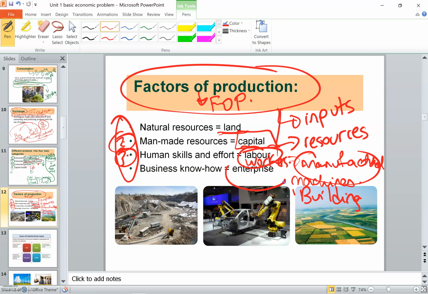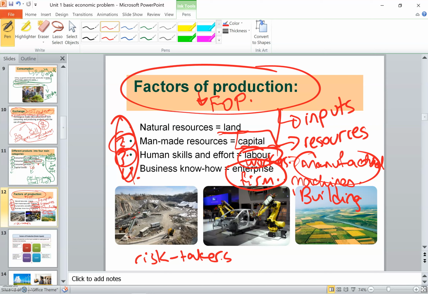And finally, the fourth one would be enterprise. Enterprise, as we said before, is considered to be the firm itself, the business itself. Now, the people that run the enterprise, we call them entrepreneurs. They are the people that started the business, so we consider them as risk takers. Why are they risk takers? Because they risked all their money in the business and they didn't know for sure if the business would lead to profits or losses. So it was a risk that they took.